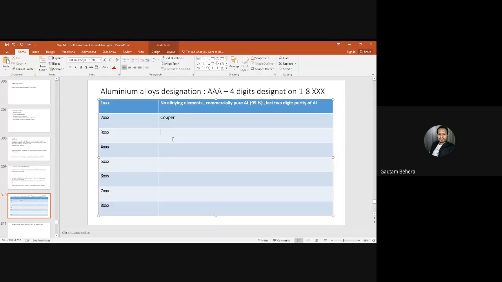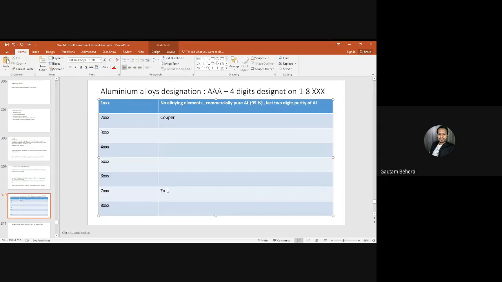Here, just carefully look at the slides and listen to the lectures carefully. Here I want to tell you an easy way how you can remember which alloying element is there. This is my own way to remember which kind of alloying elements are present, or the major alloying element, for a particular series. So how do I remember? I'll start with 7 here. 7 is, you have to remember, zinc.